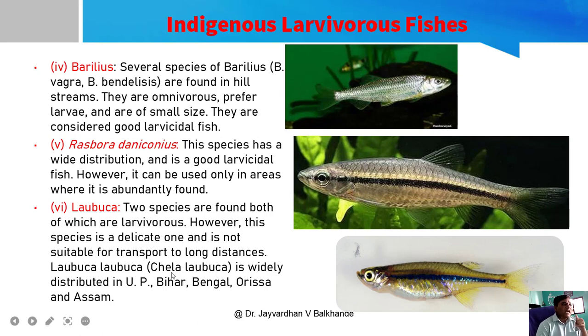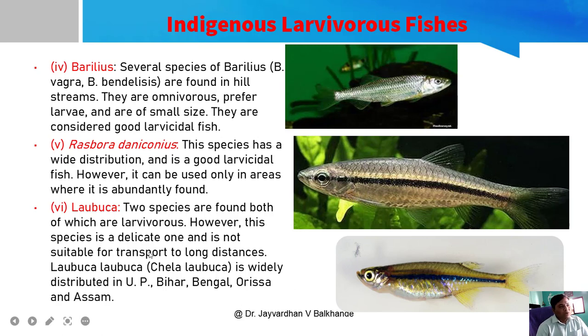Now the Rasbora daniconius. This species has a wide distribution and is a good larvicidal fish. However, it can be used only in areas where it is abundantly found, where its population is very high. In those places it should be used.